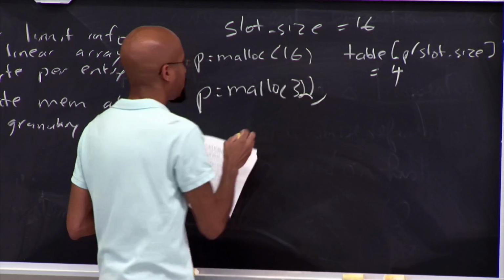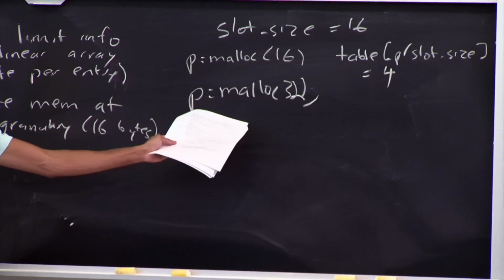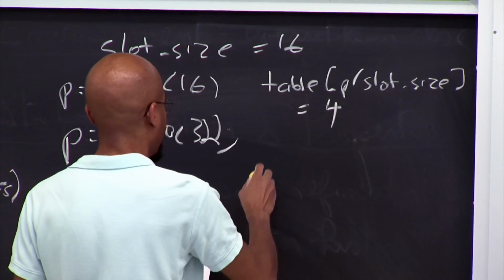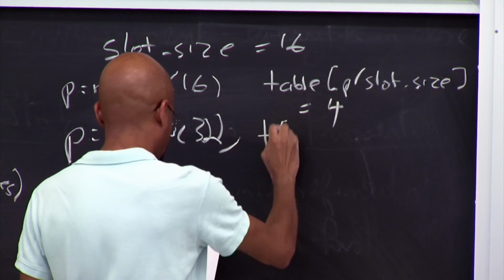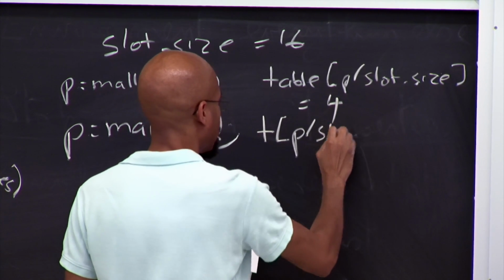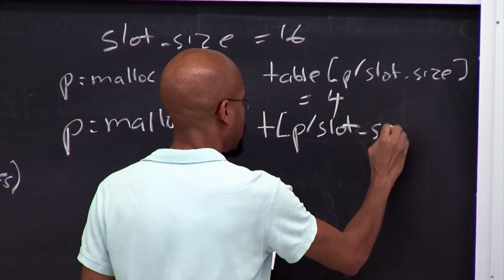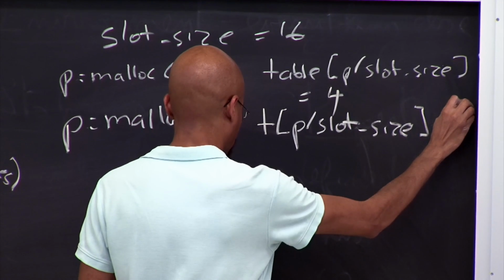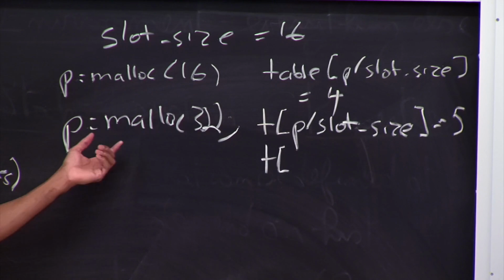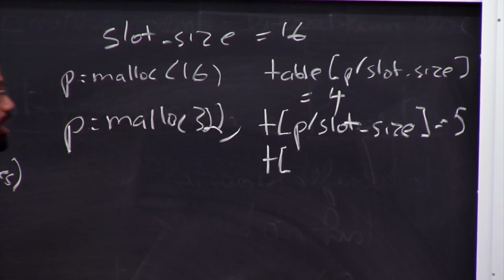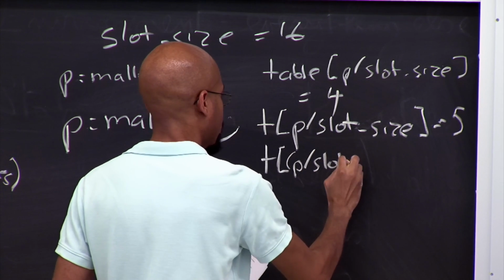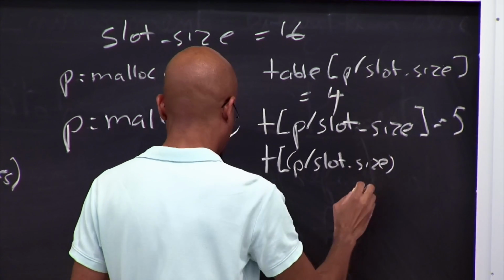Okay, now the tricky thing is, let's say that you had something like this. Let's say that you allocate 32 bytes. What is the bounds table going to look like there? Here we actually have to update the bounds table. I'm just going to abbreviate it here as T for size reasons. We have to update the bounds table twice: once for the first slot of memory that this allocation takes up, and then a second time for the second slot that it takes up.